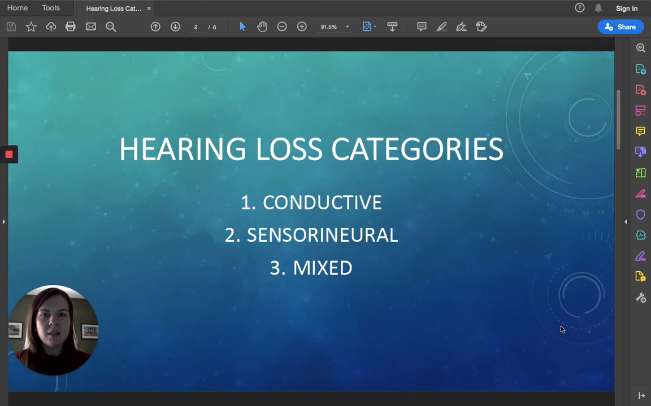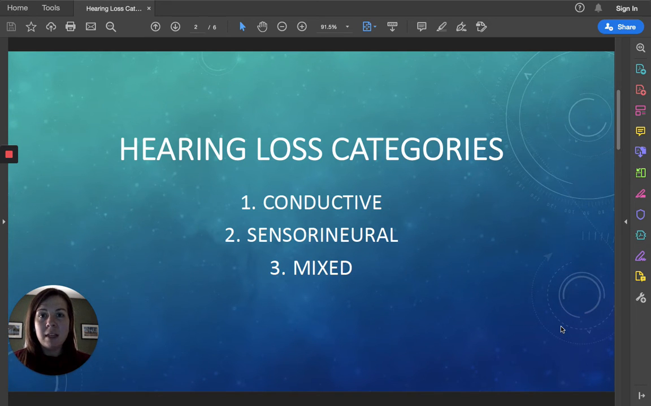I wanted to talk a little bit more about the three different categories of hearing loss, or ways that you might hear an audiologist or another provider explain or describe your hearing loss and what they mean. So the three main categories are conductive, sensorineural, and mixed.